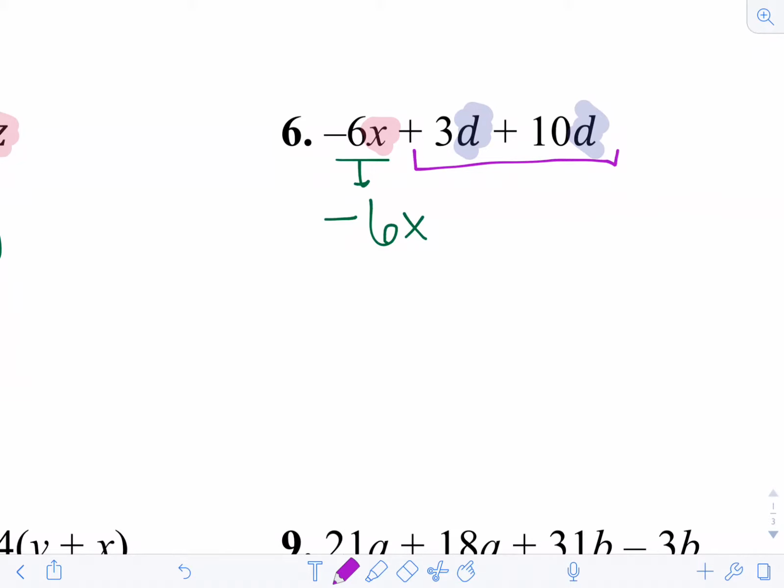So I have what we can call donuts. You have 3 donuts, and I'm adding 10 donuts to that. So how many donuts do we have total? You would have 13 donuts. Okay, so back in mathematical terms, 3d plus 10d will just give me 13d.